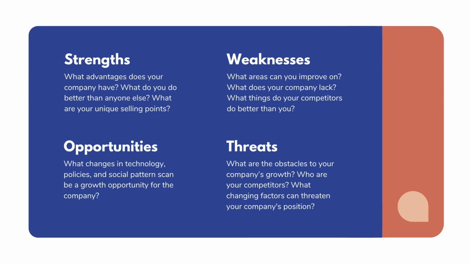So normally this is how the SWOT analysis is developed. You have your strengths, weaknesses, opportunities, and threats. The strengths and weaknesses look at your company, they're within your business, because that's what you can control and change, but opportunities and threats exist in the market. So your strengths are what advantages your company has, what you do better than anyone else, and what your unique selling points are, as we've discussed before.